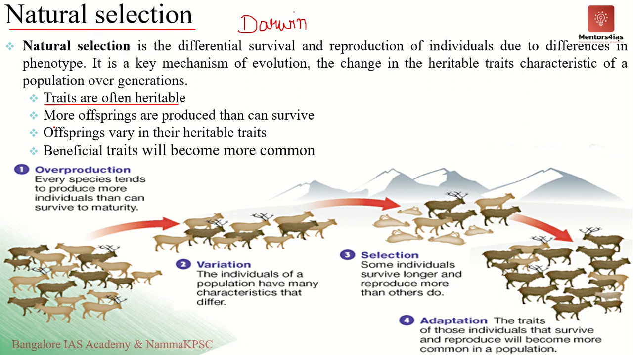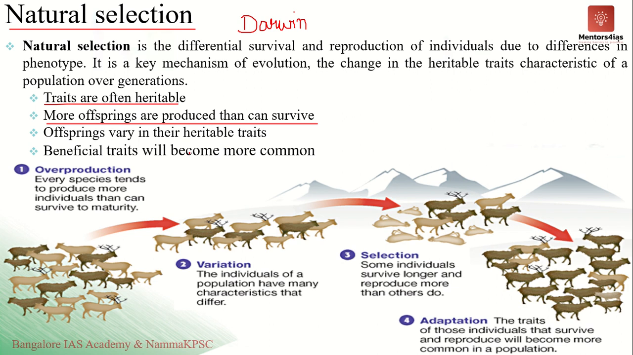The second point that we'll consider is that more offspring are produced than can survive. Organisms are capable of producing more offspring than the environment can support. Thus, there is competition for limited resources in each generation. It could be competition for food, for mates, for a suitable habitat.